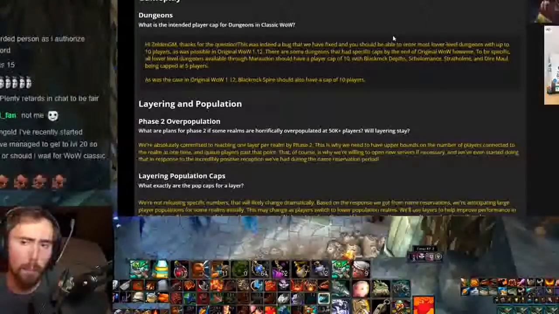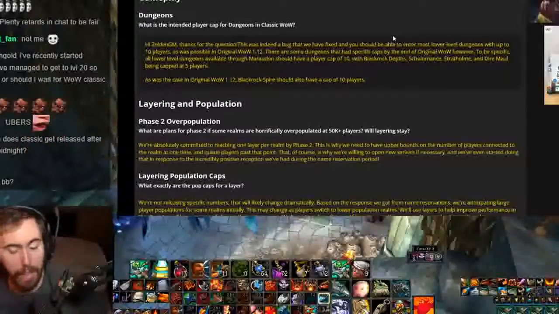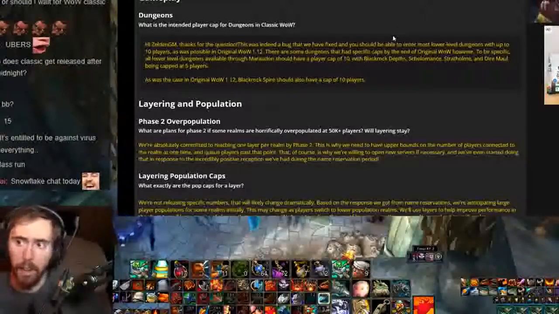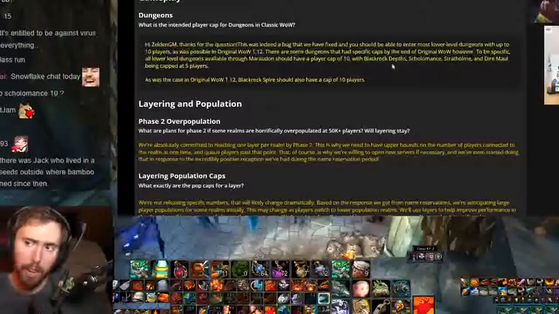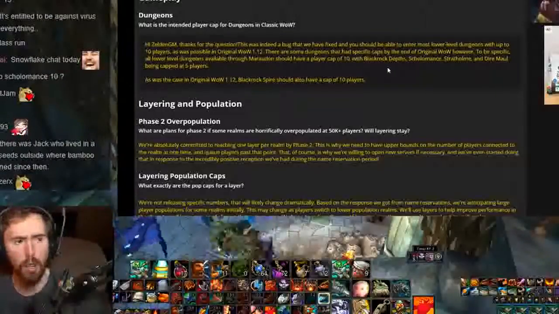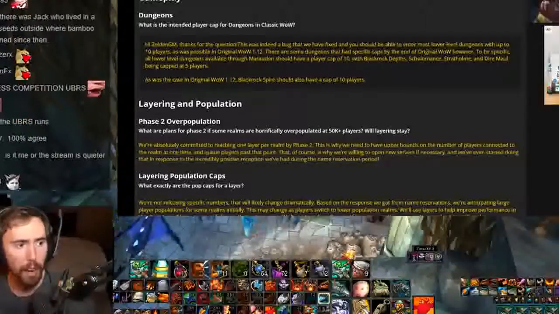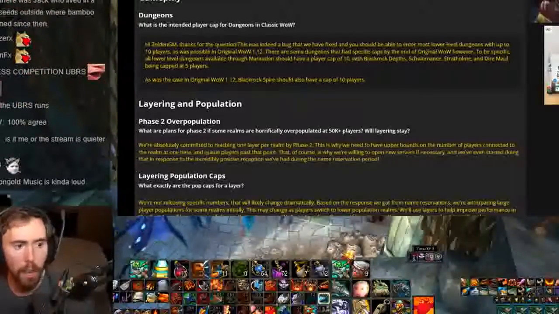I don't really have a problem with this. I think this is obviously the correct answer and the correct solution to have. I agree with this entirely, and I think that the distinction they're making with these higher-level dungeons versus the lower-level dungeons is actually a very good idea, and I'm very happy about this. And, yeah, that's pretty much it.